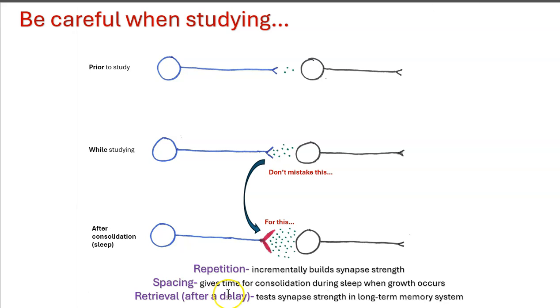And then retrieval after a delay tests the synapse strength in the long-term memory system. So again, if we do retrieval during a study session, we're going to have the working memory boost, and we might suffer from the illusion that we think we know it. We have to do retrieval practice after a delay to test the strength of the synapses in the long-term system. So there is the study illusion from the point of view of the time course of synapse changes. We don't want to mistake the temporary increase for the permanent increase in synapse strength.